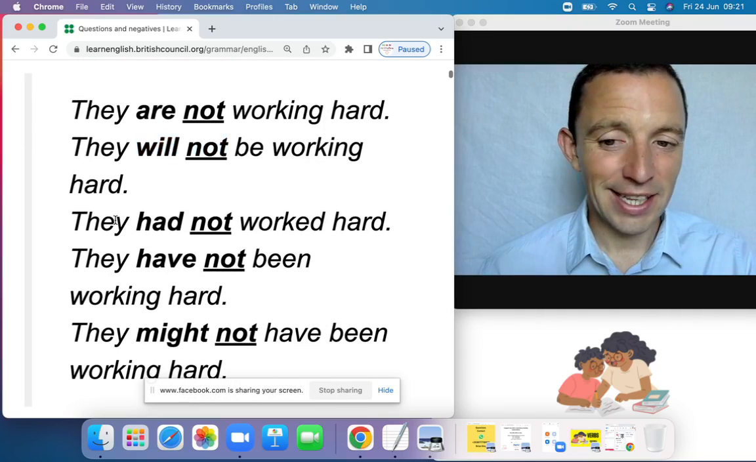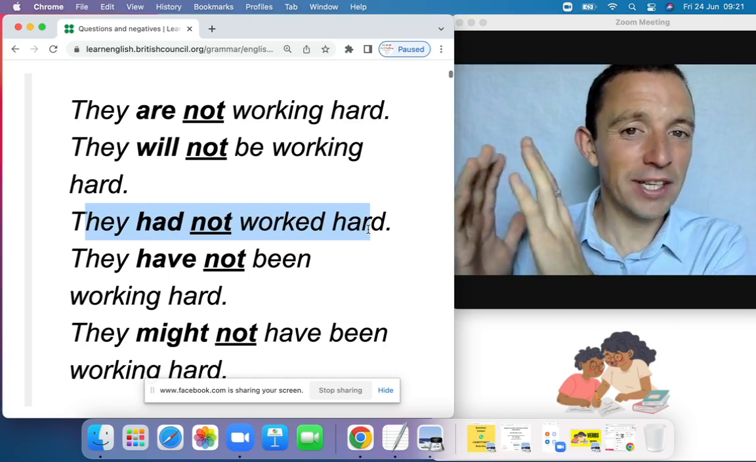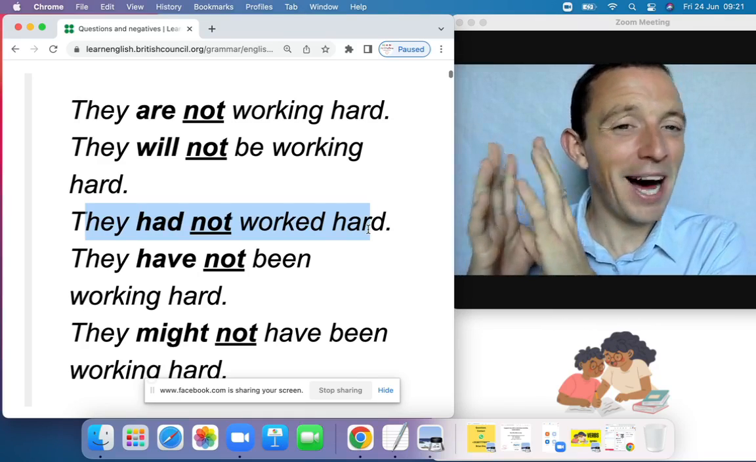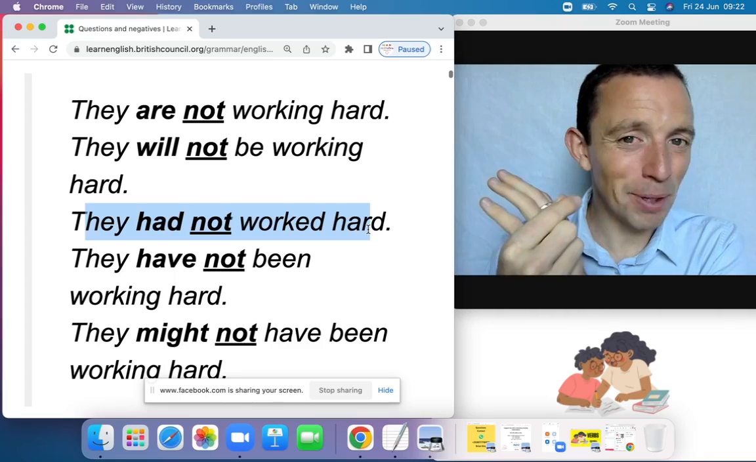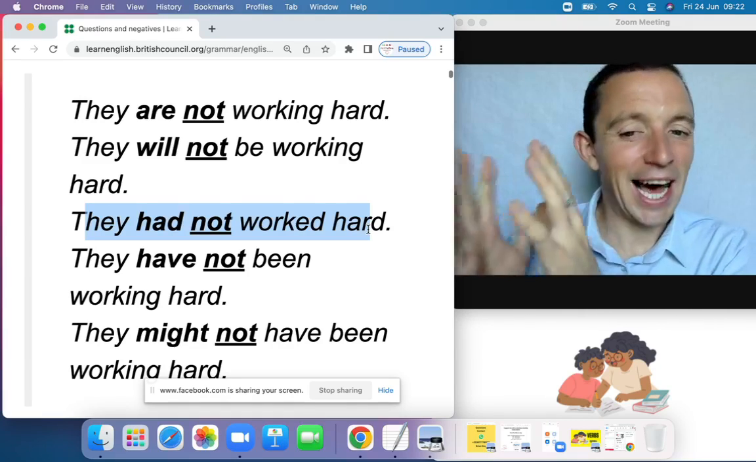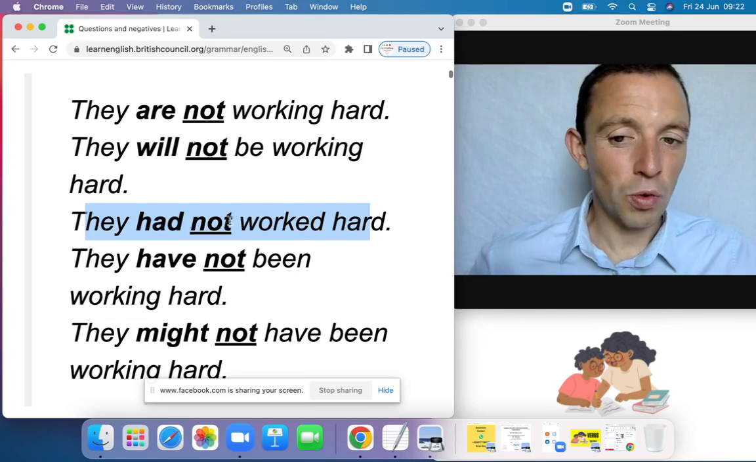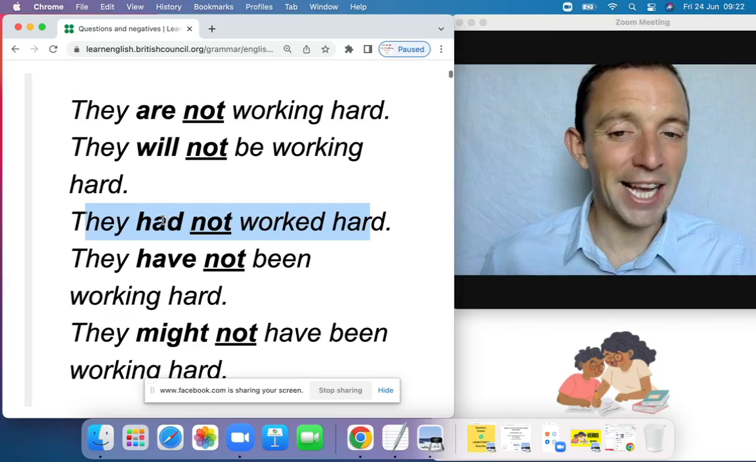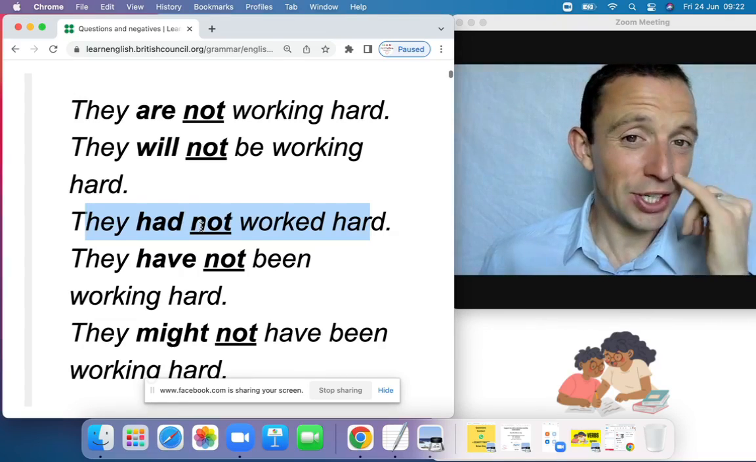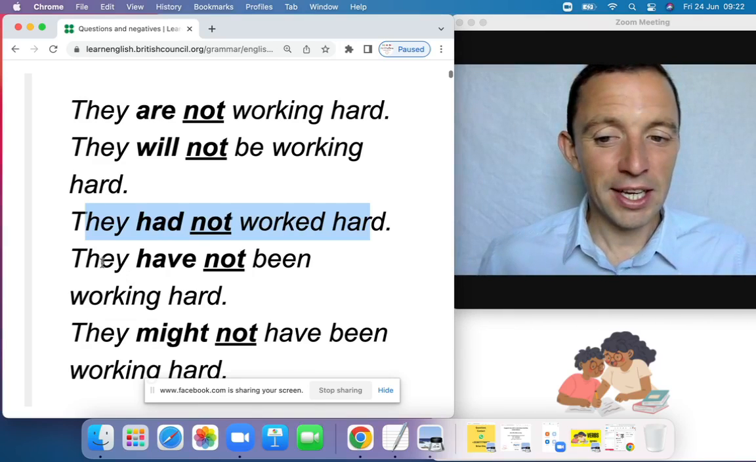Next, they had worked hard. That's the past perfect. Usually, the past perfect is before another action in the past simple. Anyway, they had worked hard is the past perfect. To create the negative, we put not after the first part of the verb. They had not worked hard. So the position in these cases is very important.